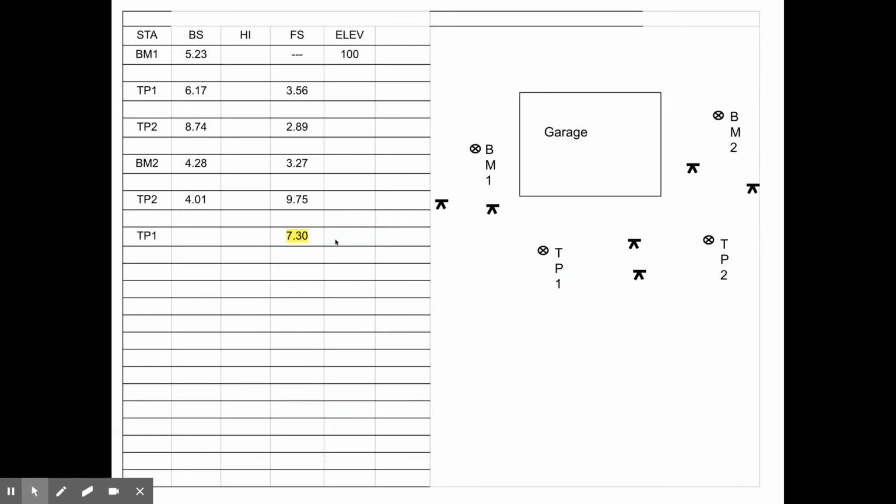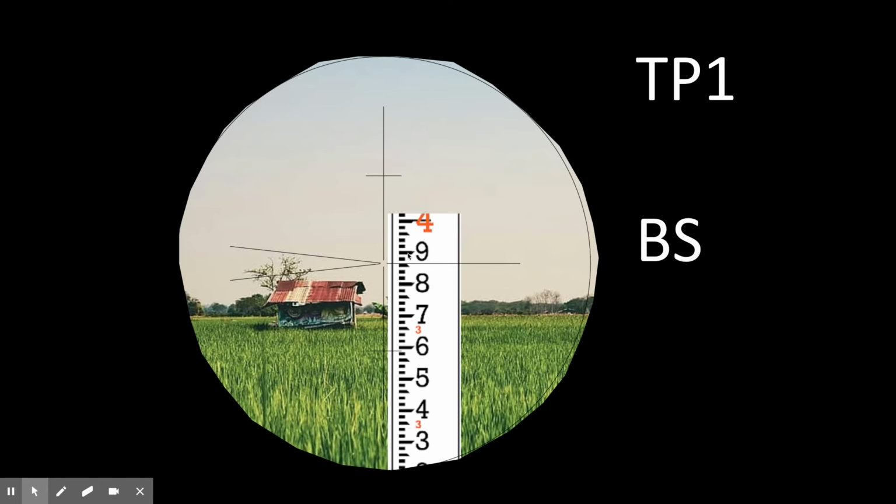7.30. So we write that under foresight, turning point 1. Okay, so now that we have our foresight, we can then pick up, do our final level setup here. And we'll do a backside and a foresight, and that'll finish us up. So the first thing we need to do is our backside to turning point 1.